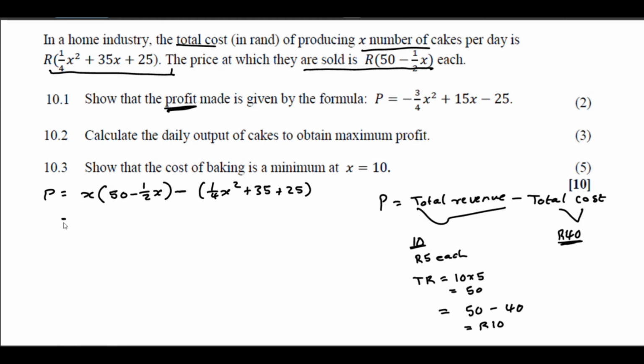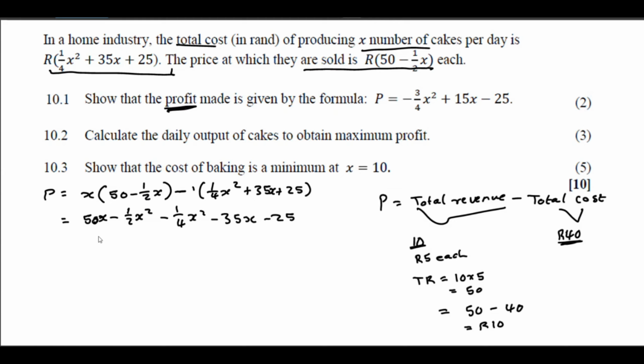Now when you solve this, here you have 50x, and over there you have 1 over 2 x squared, and then here you're just going to multiply. You assume that there is a -1 over there, so you multiply the bracket out. That's going to give you 1 over 4 x squared, and then -35x, and then minus 25 over there.